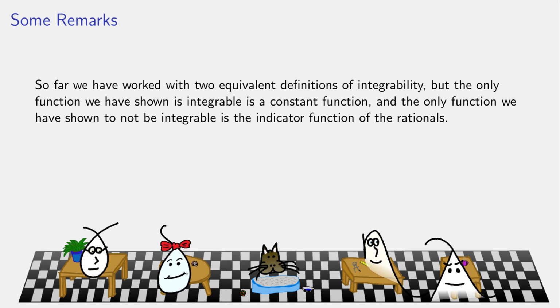So we have two equivalent definitions of integrability, but we haven't actually done that much with them. It's really nice that we've shown they're equivalent. If a function is integrable in one sense, it's integrable in the other, and the value of the integral doesn't change between the two definitions. So use whichever one you want. Unfortunately, the only function we've shown to be integrable is a constant. And the only function we've shown to not be integrable is the indicator function of the rationals. So we don't have a whole lot we can actually concretely work with yet.